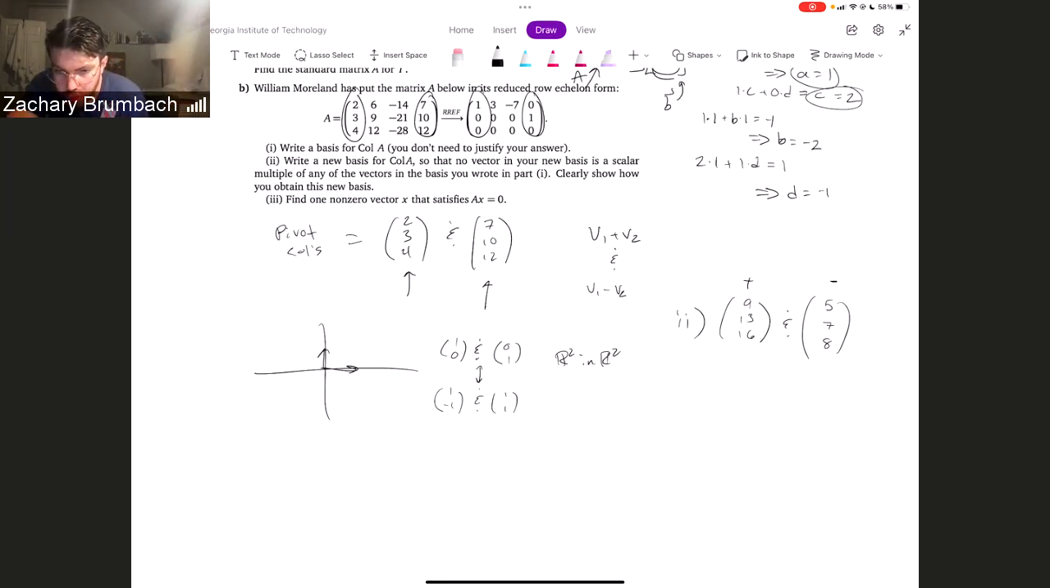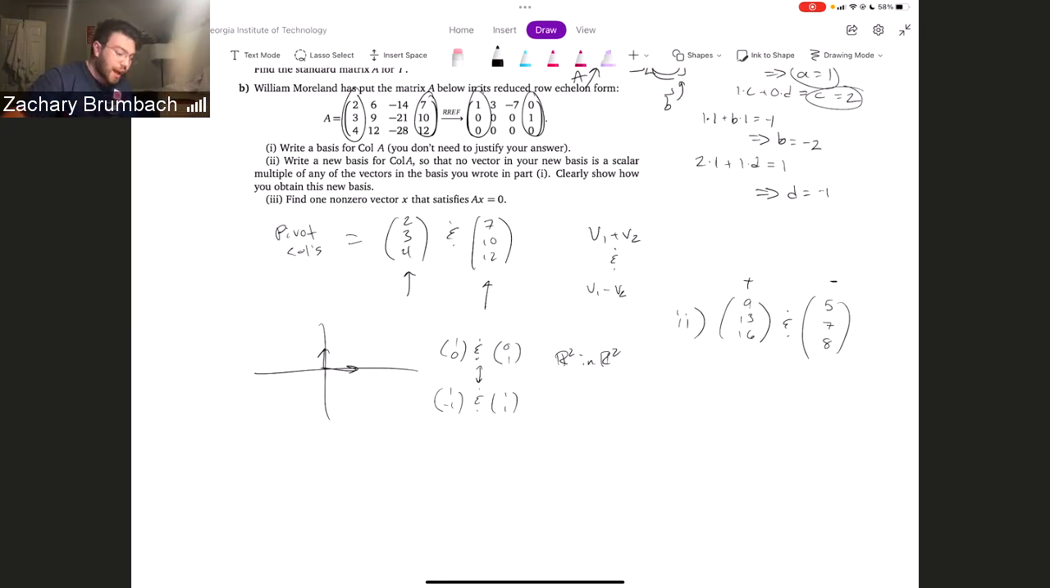Would it also work if I do v1 plus v4 and v2 plus v3? Yeah, that should work as well. Same kind of idea. You're just finding two vectors that construct the same span, but still not redundant. There are still no linearly dependent vectors within your basis. So, cool. Good.